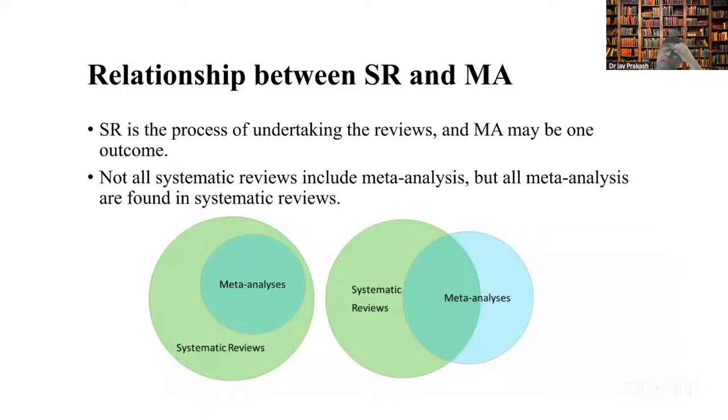Basically, in a systematic review you are collecting data from many papers. So a systematic review is the broad term, and it is the process of undertaking the review. However, meta-analysis is mainly concerned with the outcomes. What is your primary objective? What is your secondary objective? Based on the data, you synthesize the result. Not all systematic reviews include a meta-analysis, but all meta-analyses are found within a systematic review.